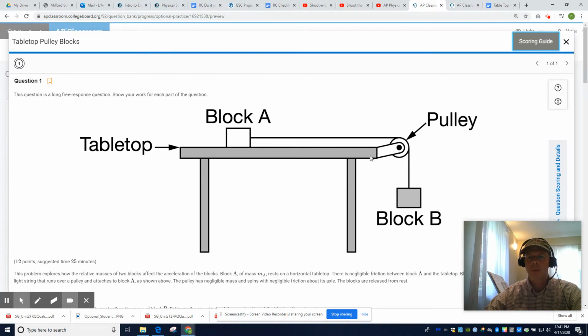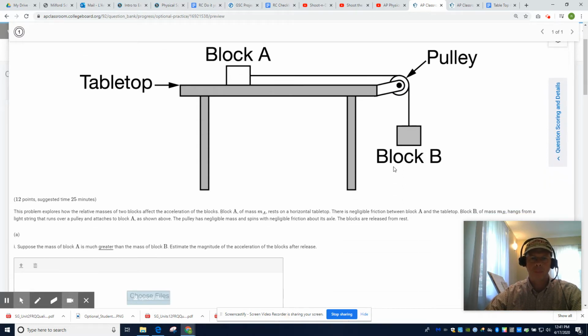But this is a really common Newton's second law type setup. We want to see how mass and force affect acceleration, and you can do all sorts of kinematics once you know the acceleration. So let's see what this problem is asking us to do.